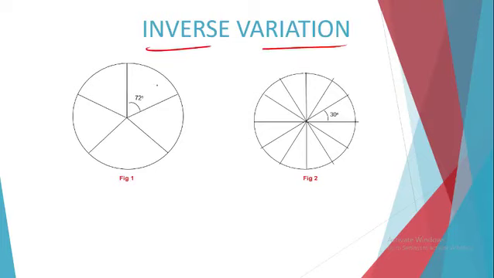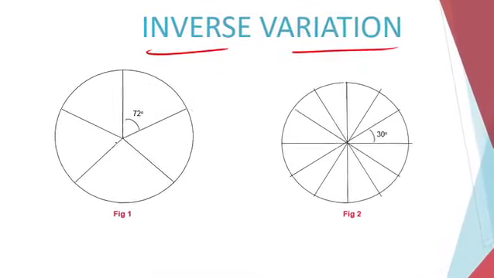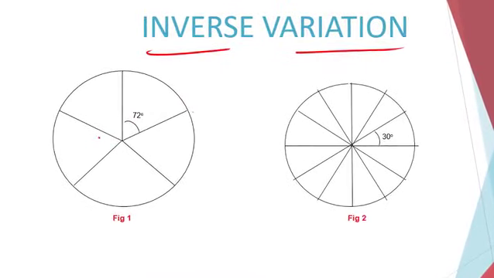Okay, I want to explain that with the diagrams on the screen. The first diagram has 5 equal sectors, 1 2 3 4 5, with each angle as what? 72, and 72 times 5 will give us 360. And then the second diagram has 12 equal sectors, with its angle as what? 30. 30 times 12 will still give us 360.